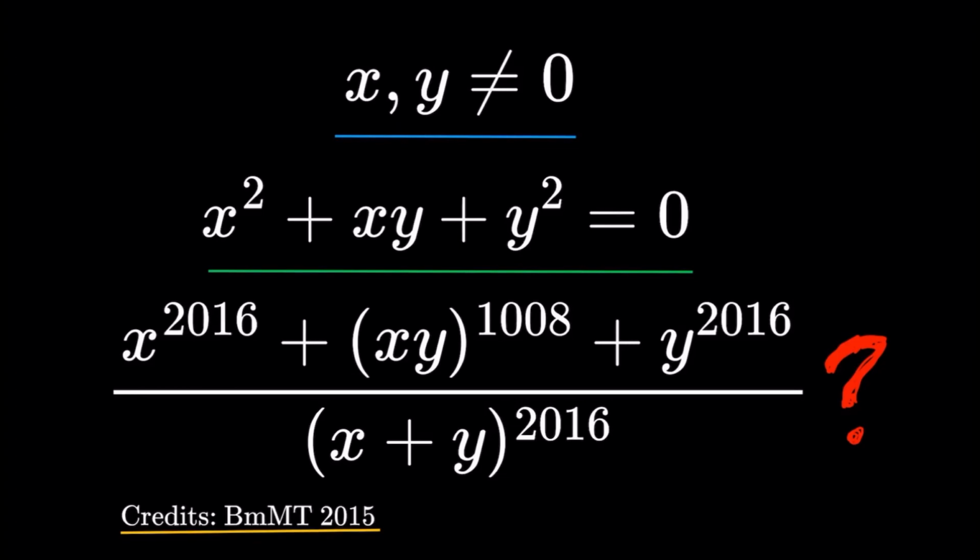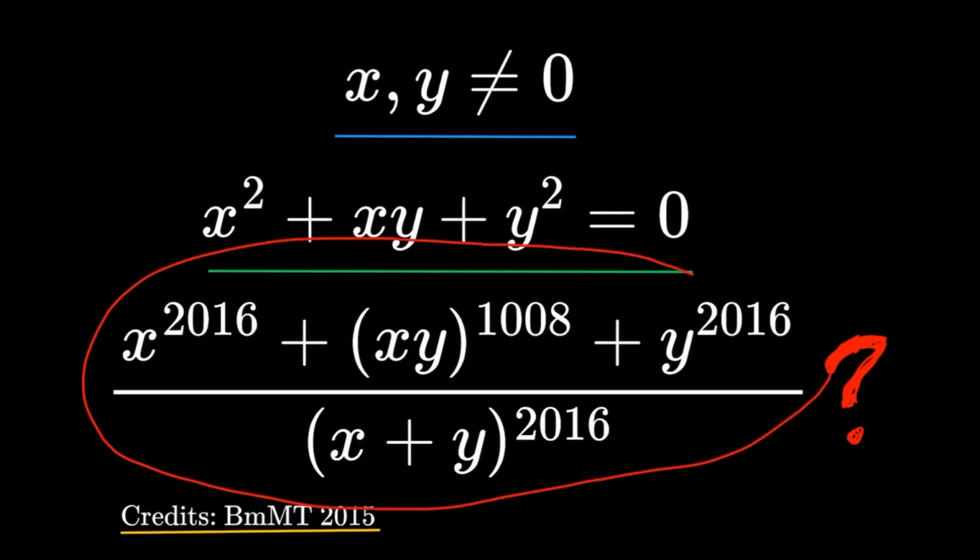X and y are non-zero solutions to x squared plus xy plus y squared equals 0. Find the value of this expression here. Credits to the Berkeley Mini-Math Tournament back in 2015 for this item. As usual, pause this video if you'd like to give this item a try. But if you're done, let us dive into the solution.